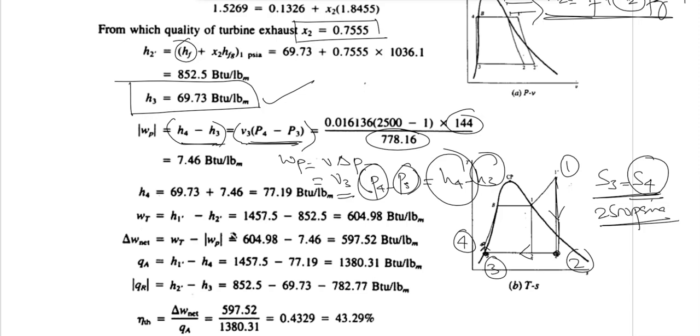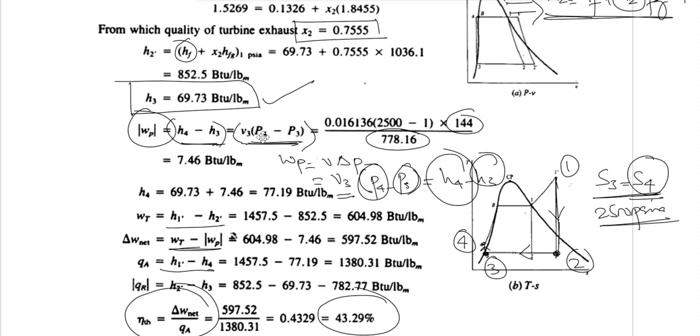Now we have already got all of the enthalpies. So you can find the work done of the turbine. You can find the work done of the pump, which is H4 minus H3, and then you can find the net work. Net work divided by the heat supply would be the efficiency of the Rankine cycle, which comes up as 43.29.